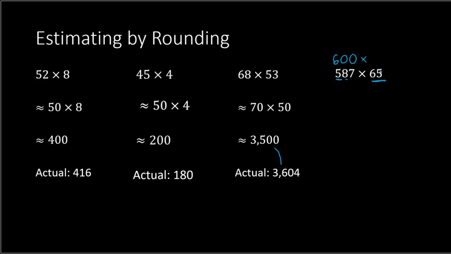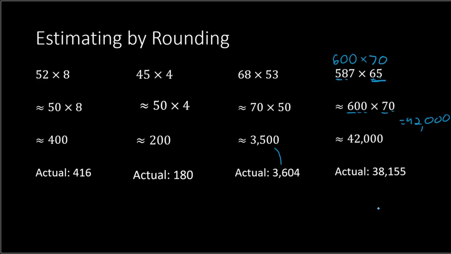And then 65, we can round the 6 by looking at the 5. The 5 is 5 or bigger, so the 6 would round up to a 7 and then put a 0 at the end. So that would round to get 600 times 70. And then to multiply those, we just do 6 times 7. That gives you 42. And then we have 1, 2, 3 zeros to put at the end. So your estimated answer is going to be 42,000. And the actual answer, if you use a calculator to multiply, you would get 38,155. So again, notice the estimated answer is pretty close to the actual answer.